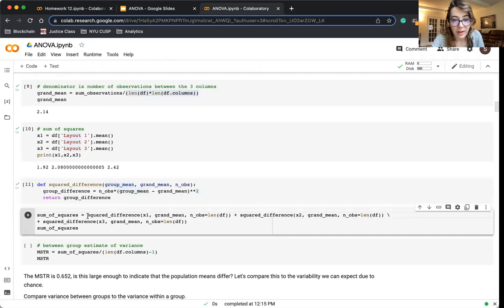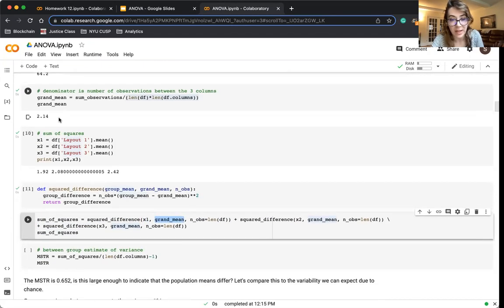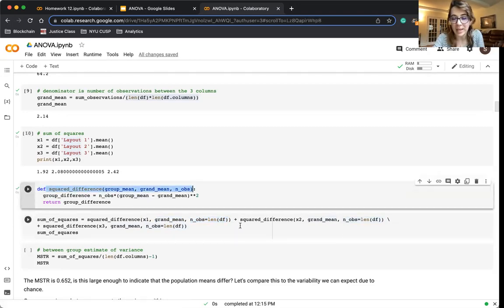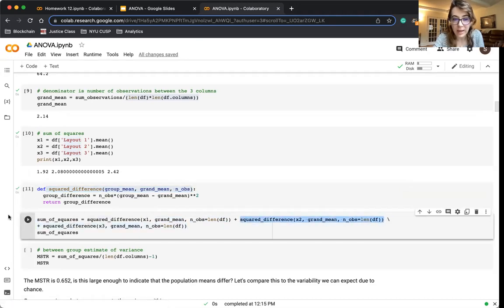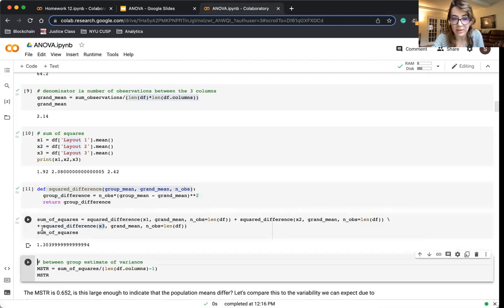Now that we have this function, I'm going to run it on each of the samples, inputting the group mean of layout 1, which I defined here, and the grand mean, which we calculated in that first step. The number of observations is again the length of the data frame, so there were 10 observations for each category. Because we defined this function, we have this little tool we built, and we can use it for sample 2 and sample 3 and just change the input for the group mean. We run it on each of our 3 samples and add the results together to get this sum of squares value.